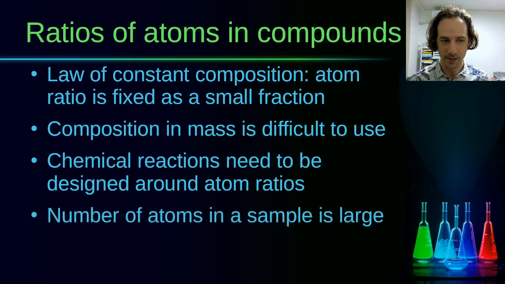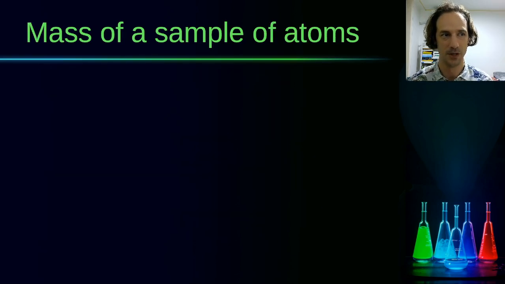But the problem is that when we are talking about any practical size of matter that we want to do chemical reactions with, the number of atoms will be huge. It's a very large number in any kind of sample that you work with in the laboratory. You have a lot of atoms. So if you have a sample of atoms, the mass of this sample will, of course, be the product of the mass of the atom and the number of atoms.